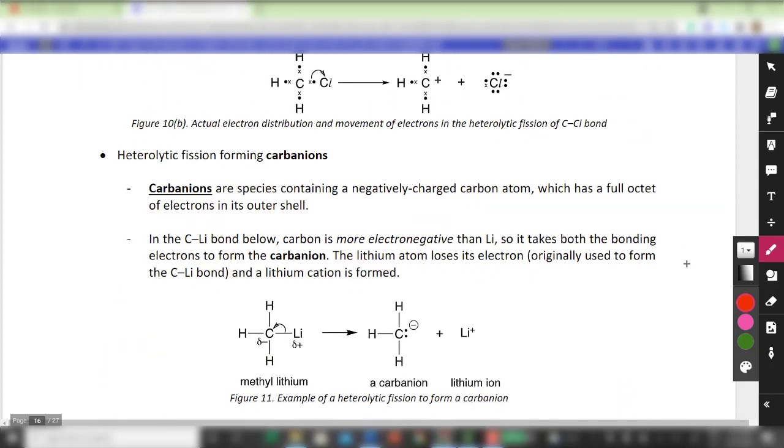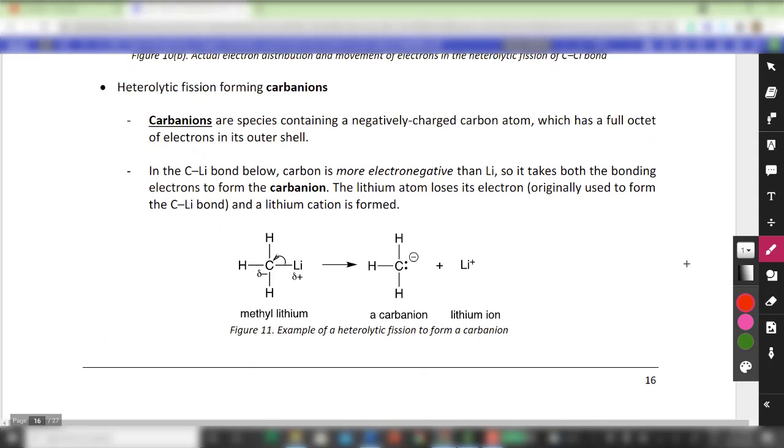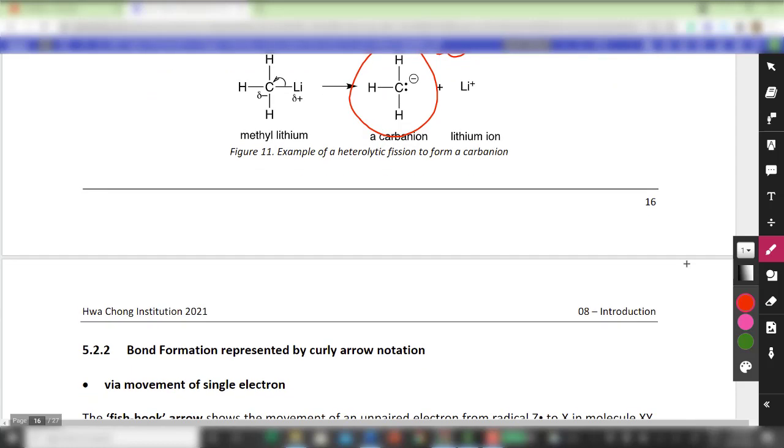Okay. What about heterolytic fission where carbon is bonded to an element that is less electronegative than itself, so carbon is more electronegative than that particular element? Then heterolytic fission occurs, and you will form what we call a carbanion. So again, a carbanion is different from a carbocation in that the carbanion has 8 electrons around the carbon, not 6 or 7.